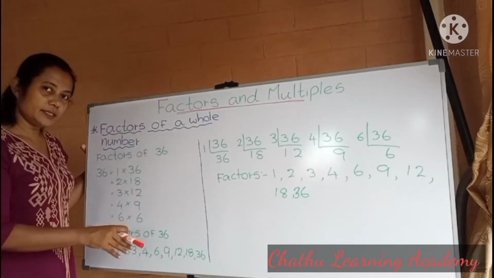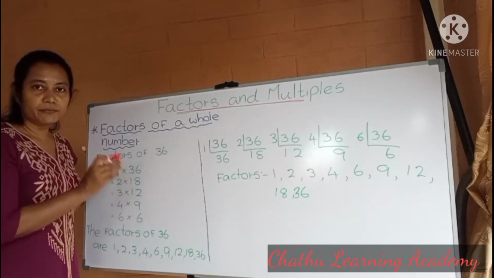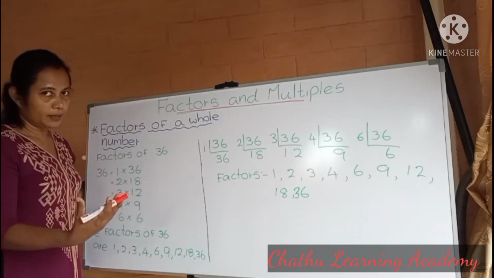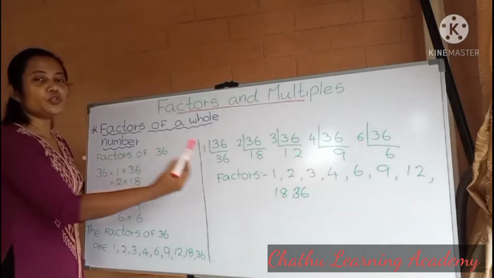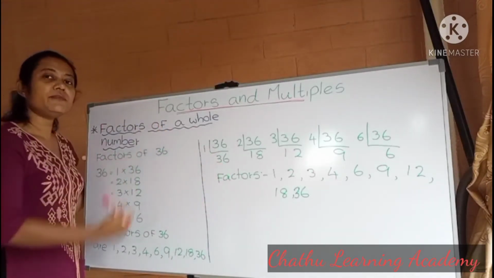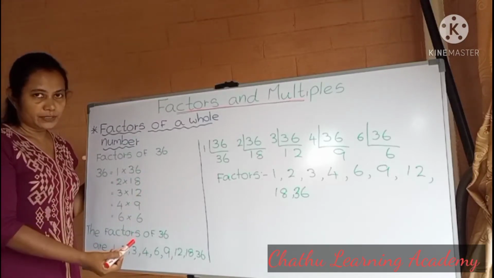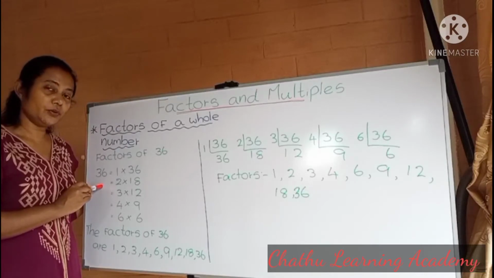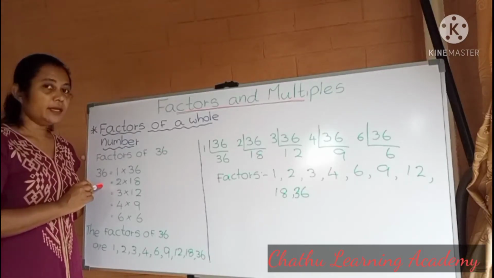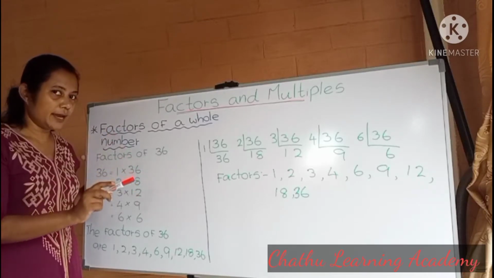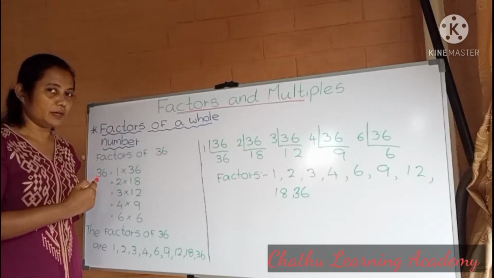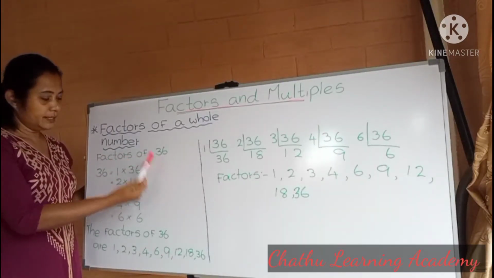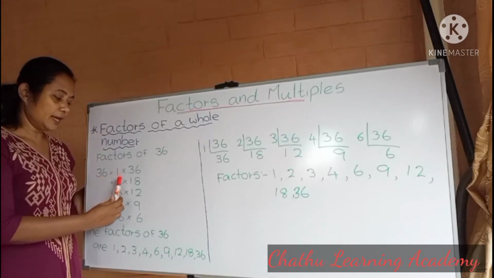Okay. Then in this lesson, we have to find factors of a given whole number. There are two methods to find the factors of a whole number. This is the first method. Here we can write any given whole number as a product of another two whole numbers. Then those two whole numbers are considered as the factors of the original one. If we consider this example, factors of 36, we can write 36 this way.